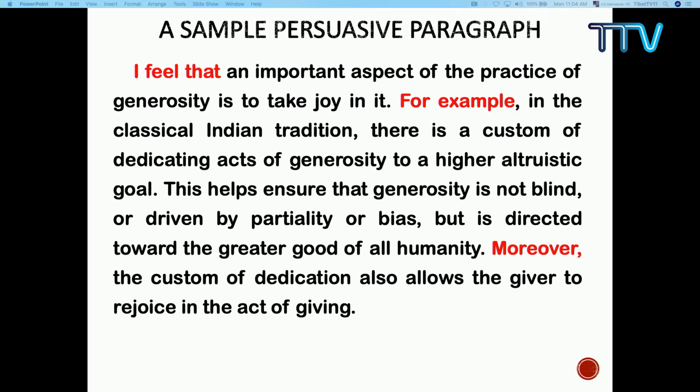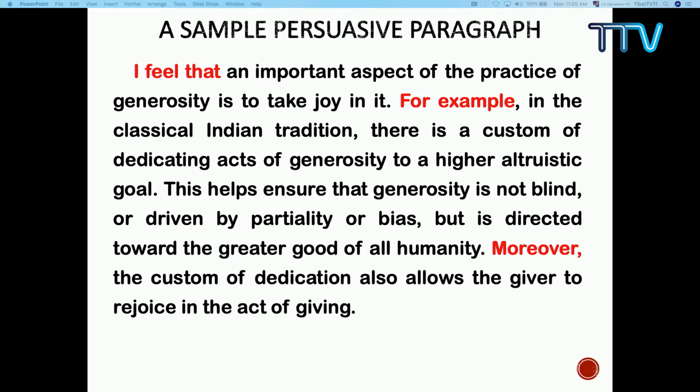What sort of goal? A goal where the other person is kept at a higher place than you. So this helps ensure that, so His Holiness has his stance, point of view, and this is backed up or supported by evidence and reasons, as you can see here. This helps ensure that generosity is not blind or driven by partiality or bias. It's not that you are generous to someone you are close to and you neglect the other person you are not close to. There's no partiality or bias. It is directed toward the greater good of all humanity, keeping all humanity in one space. It's not that he is close to me, she is not close to me. So this is one evidence.